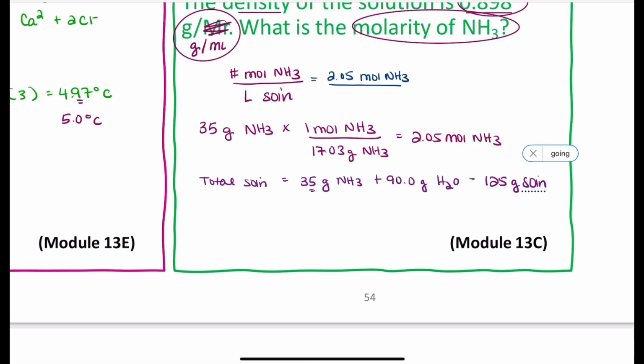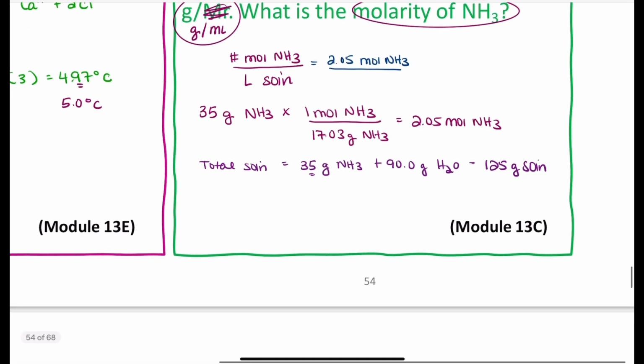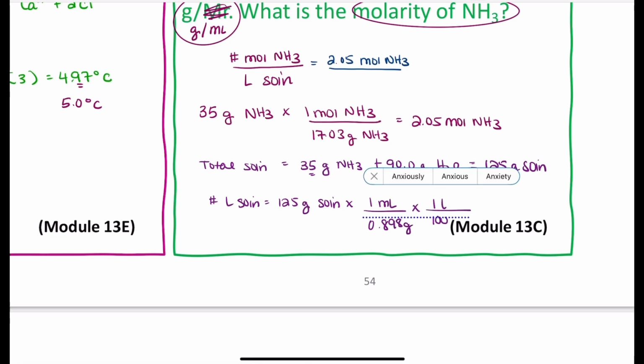But I have the density. So number of liters of solution is 125 grams. I know 1 mL is 0.898 grams. I know 1 liter is 1,000 mL. Gives me 0.139 liters of solution.